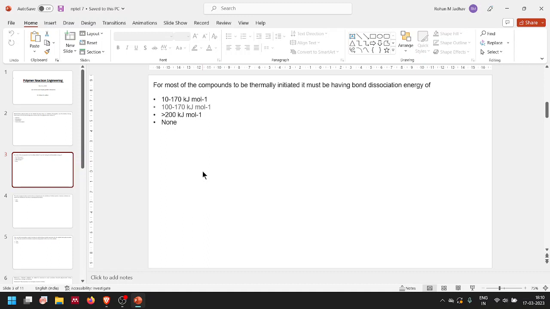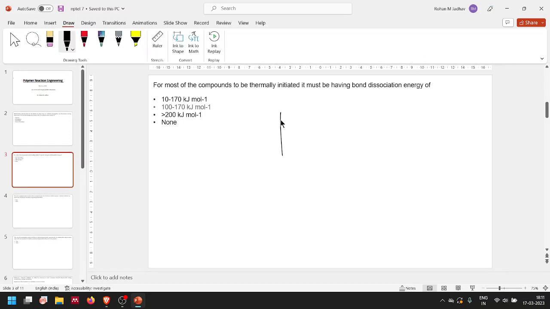So propagation is the rate determining step in almost all of the radical chain polymerization reactions. For most of the compounds to be thermally initiated, they must have a bond dissociation energy of... So for covalent bonds, the bond dissociation energy limit, or the bond breakage of the covalent bond, is about 100 to 170 kilojoule per mole through thermal initiation reaction. And since this is very narrow, this limits the use of compounds having activation energy above or below this limit. So that's why the correct answer would be 100 to 170 kilojoule per mole.